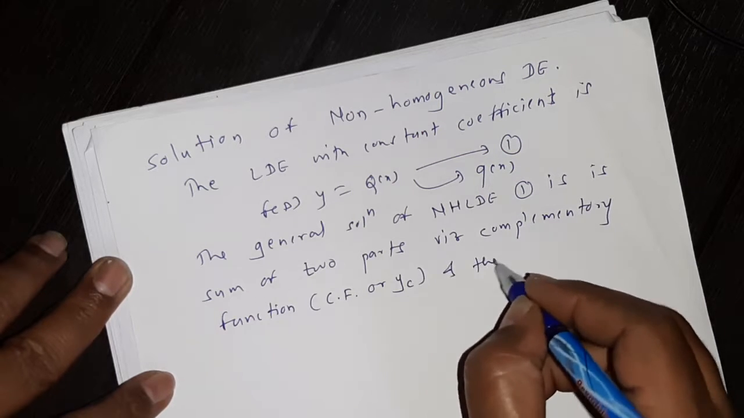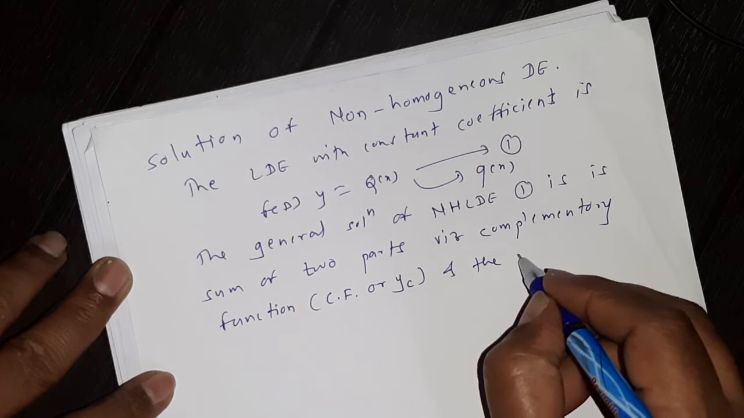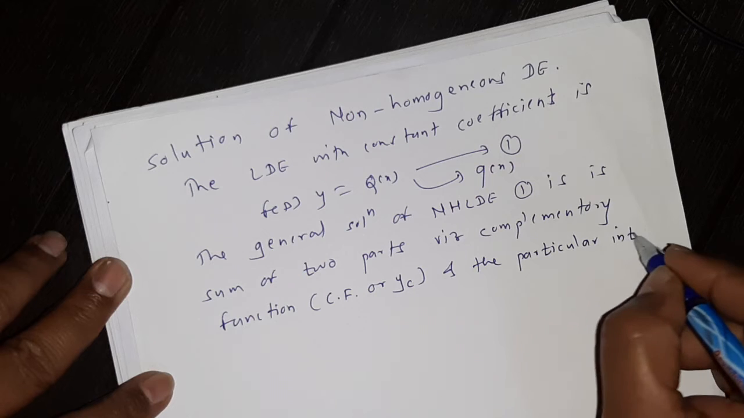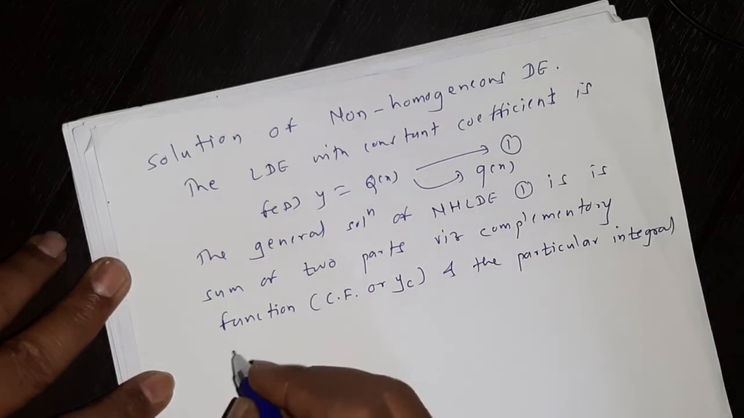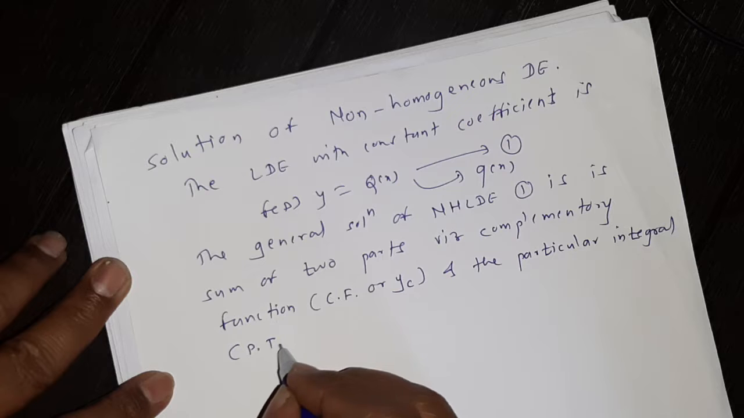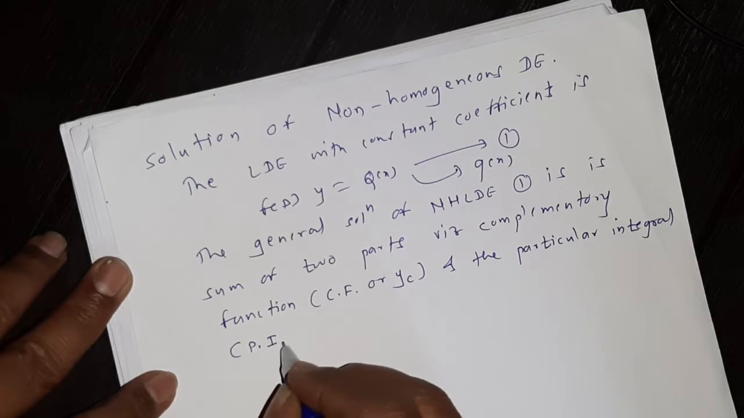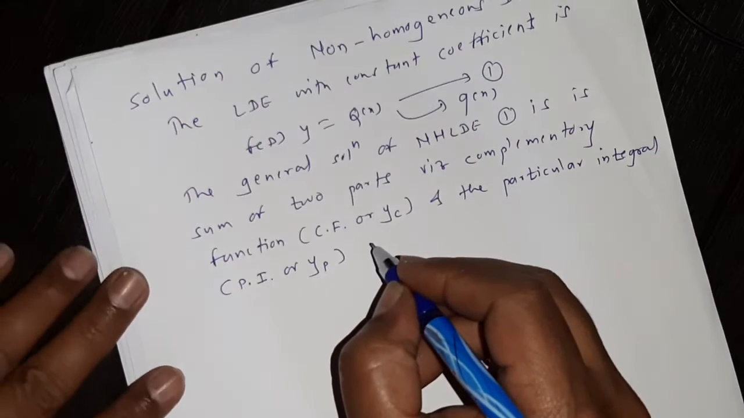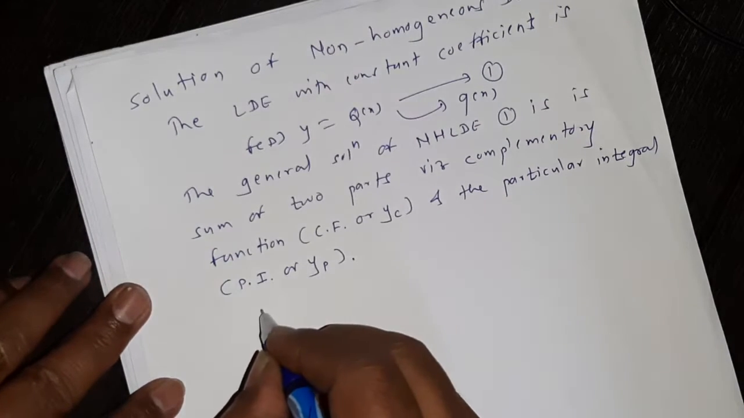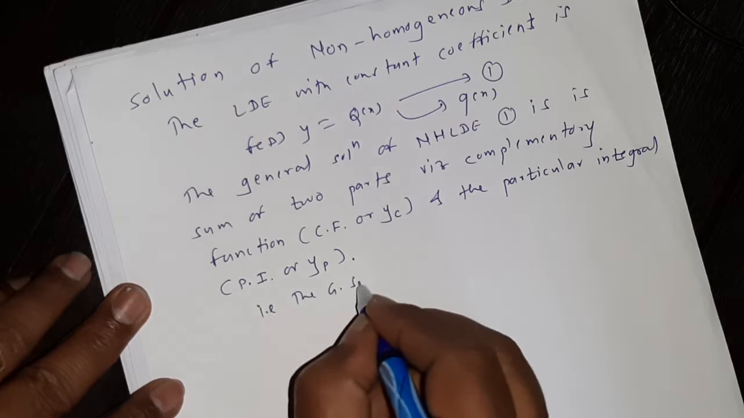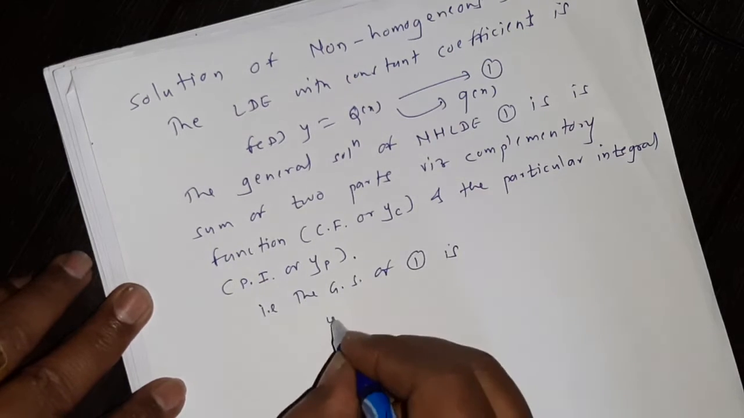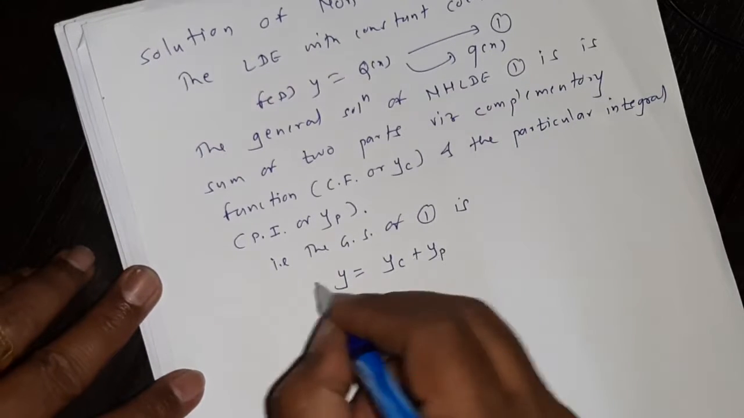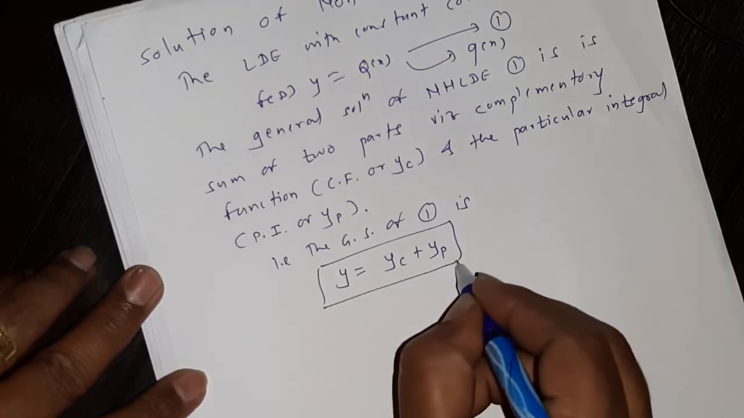And the other part is the particular integral, not particular solution, particular integral, shortly denoted by PI or y suffix p. So the general solution of 1 is y equals yc plus yp.